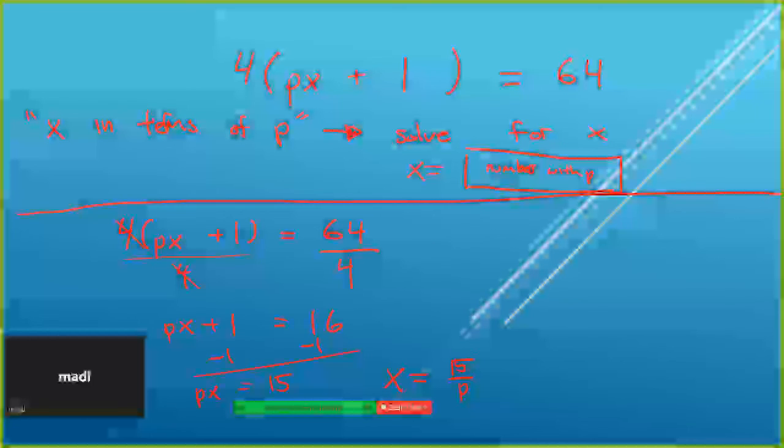So that's your first answer. X in terms of p is 15 over p. And I think what you need to do, Maddie, is use the slash for your division bar: 15 / p.